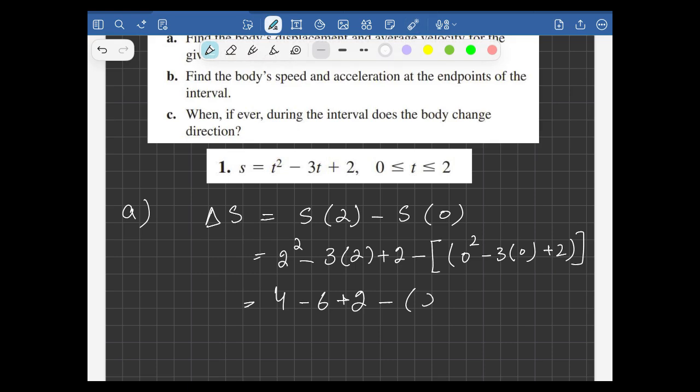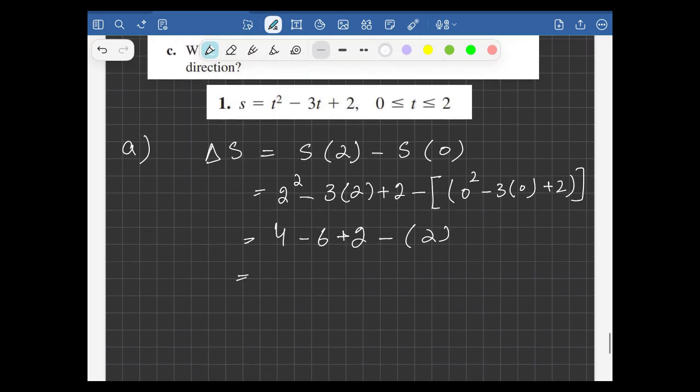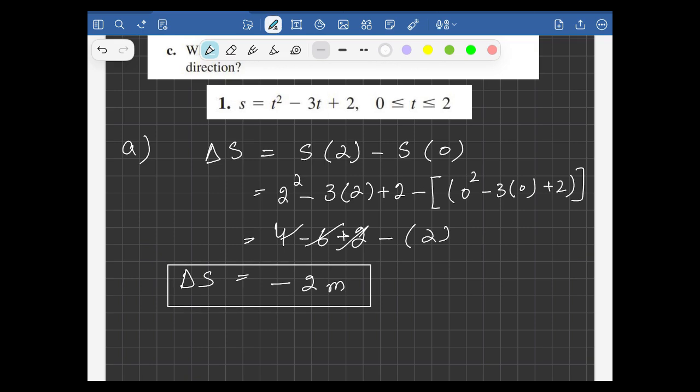So let's write this here. That's plus 2. 4 plus 2 minus 6, they all cancelled out. We are left with minus 2 only. So minus 2 meter is actually the displacement of the body. That's how we do it.